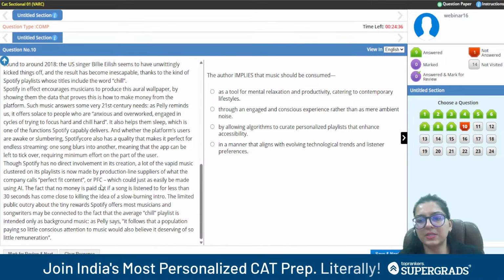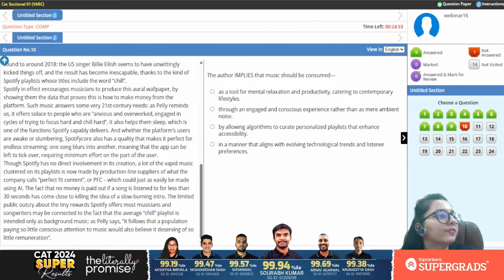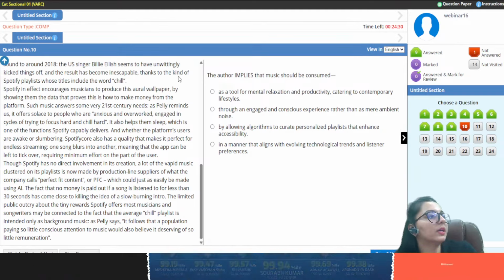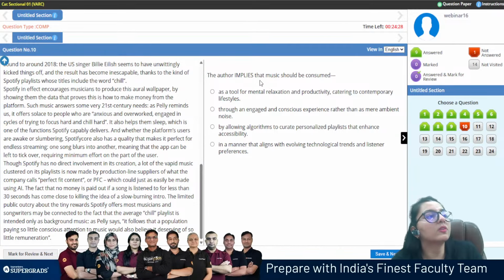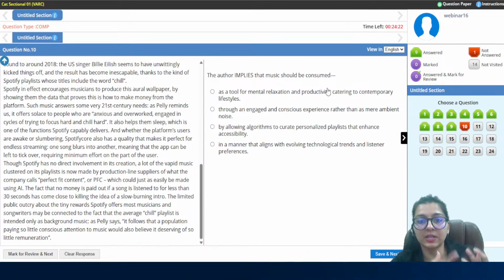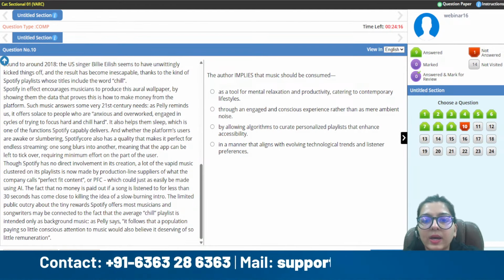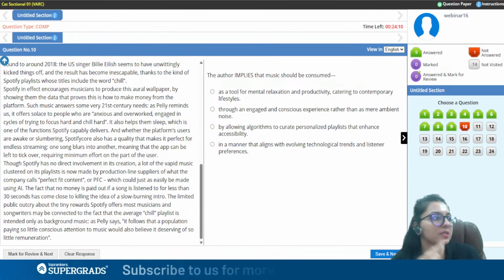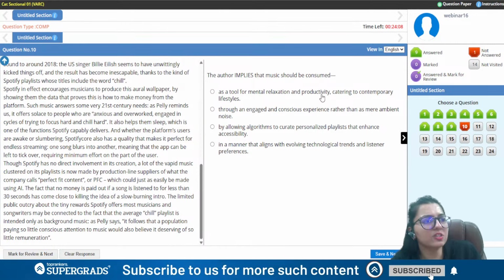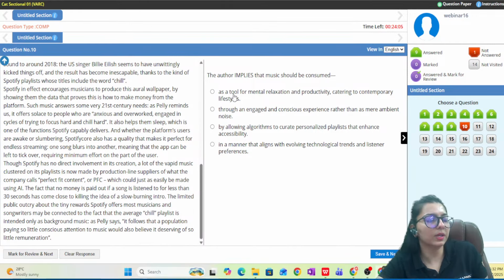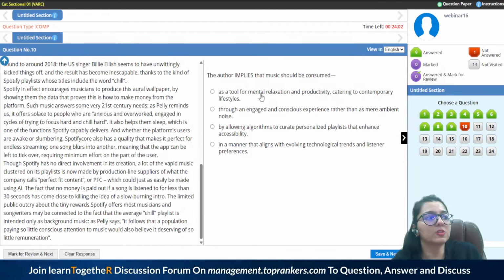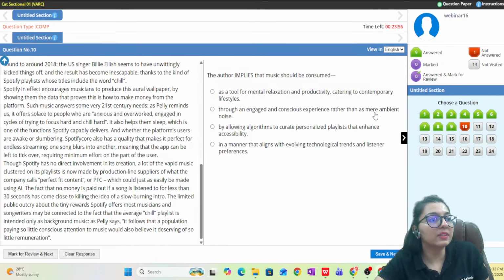Okay, so it's basically criticizing the kind of music that Spotify tends to offer, and of course the seamless transition. Now the author implies how music should be consumed. So we understand that he said it needs to be a very engaging experience, because throughout the passage he says that music has an emotional power, right? Which is why the answer has to have some sort of rapport between the music and the listener. Now, as a tool of mental relaxation, productivity, catering to contemporary lifestyles, okay. But catering to contemporary lifestyles will not fit, because maybe contemporary lifestyle is very hectic. So A can't be. Through an engaged and conscious experience rather than as mere ambient noise.